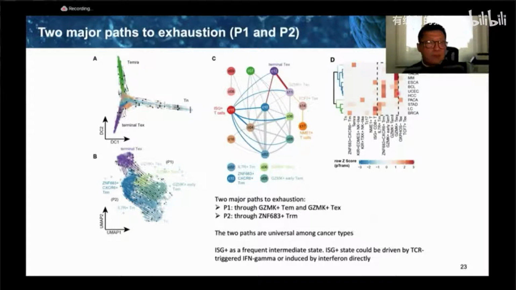But aside from this, some other cancer types, including breast cancer, they actually don't really have these main features connecting those two groups of cells. In fact, they are more connected to ISG positive CD8 cells, and the other is connected to IL7R positive TRM cells. So even though some cancer types may have this exhausted feature, how they get there may be different in different cancer indications.